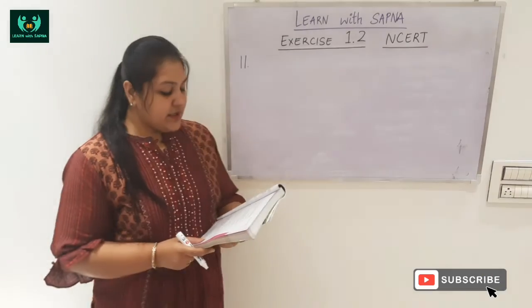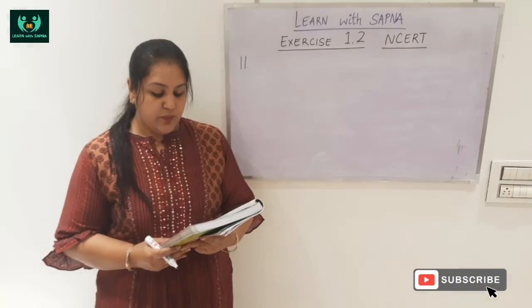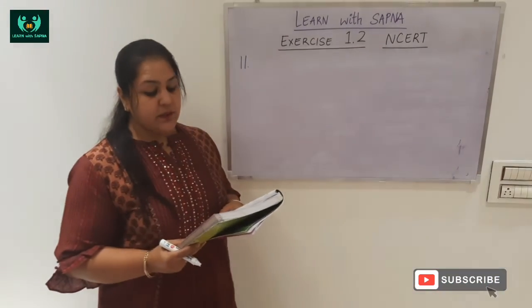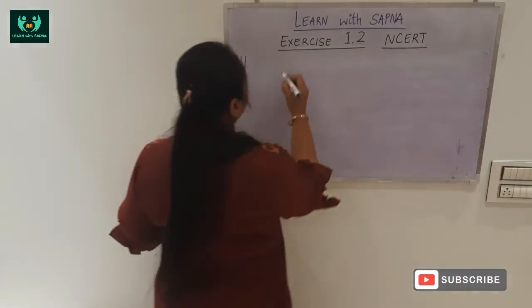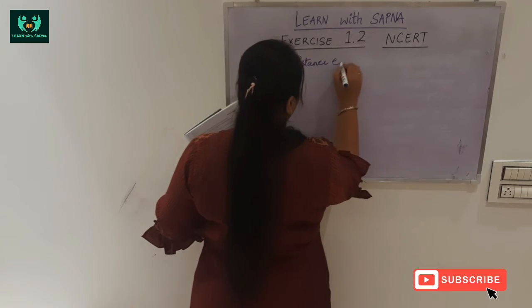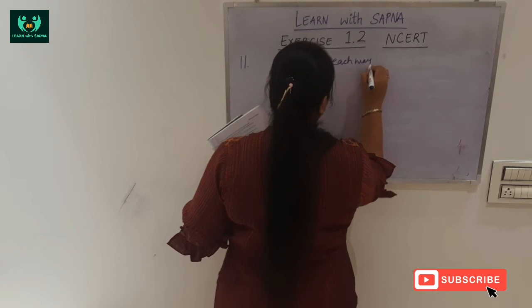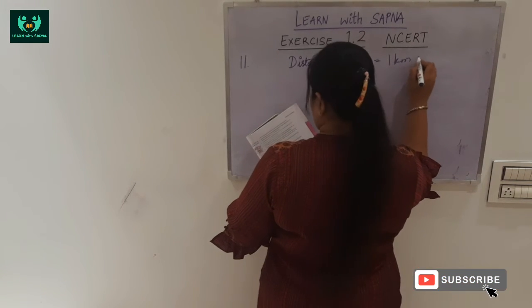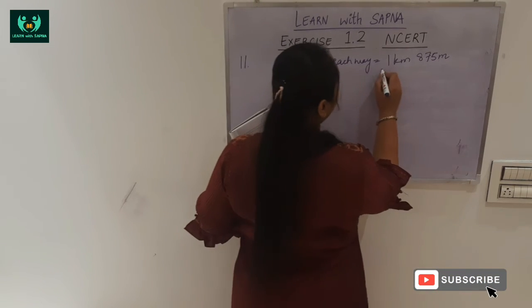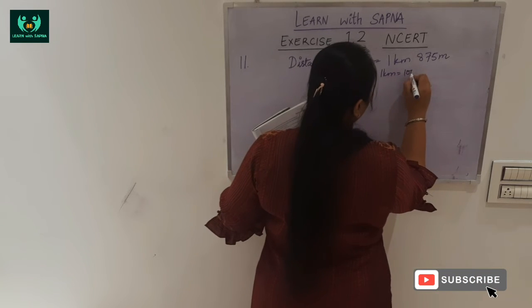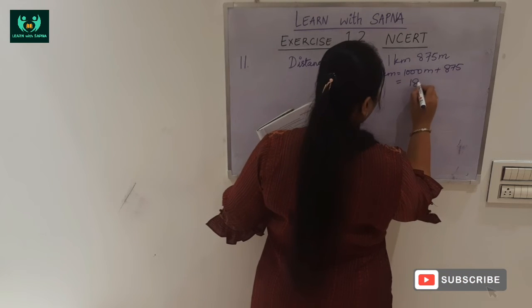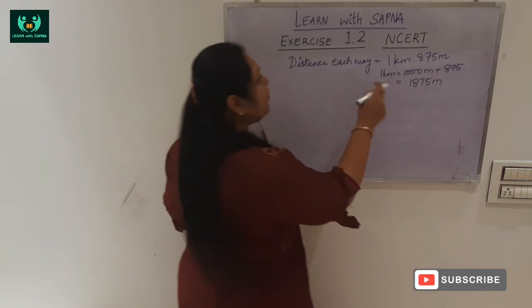11th question says the distance between the school and a student's home is 1 kilometer 875 meter. Every day she walks both ways. Find the total distance covered by her in 6 days. Now distance each way is what? 1 kilometer 875 meter. Again let's convert it into meter. 1 kilometer is what? 1000 meters plus 875. So this becomes 1875 meter, which is a one-way distance.